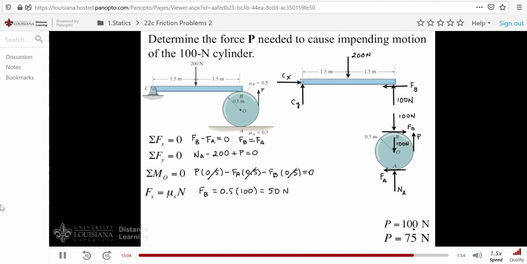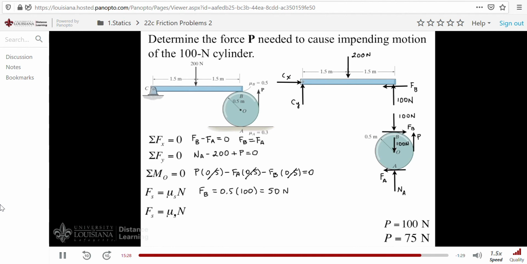So in order to cause the cylinder to roll at A and slip at B, we'll take a force P of 100 newtons. But we need to check that. And so in order to do that, we're going to have to assume the other case can occur. That is, it can roll at B and actually slip at A. This may not be valid. So let's do it again.